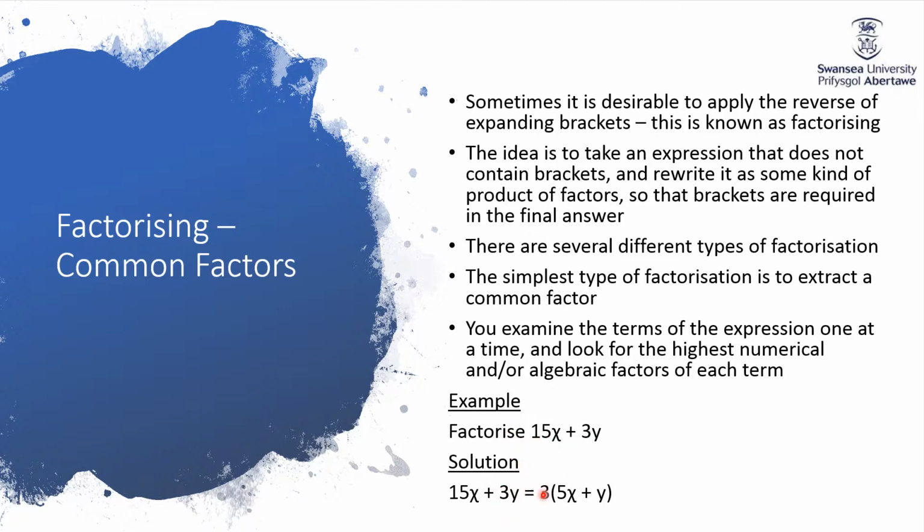So if we pull that out, we can write 3 open bracket 5x, because we know 3 by 5 is 15, and 3 by 5x gives 15x. And if we pull out the 3 from the y as well, we just write y here, because 3 by y gives us 3y.